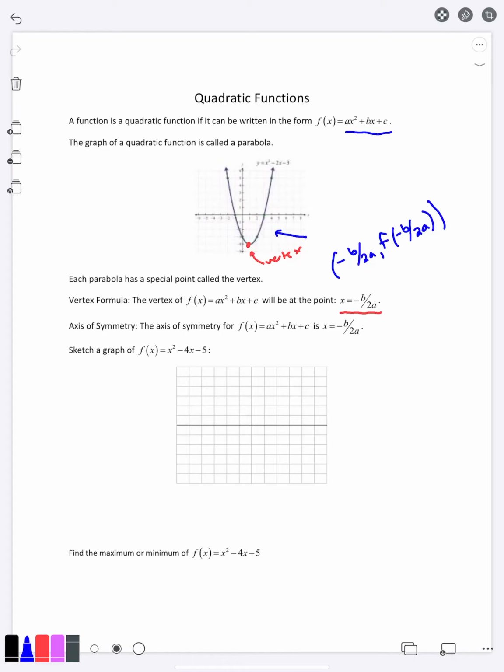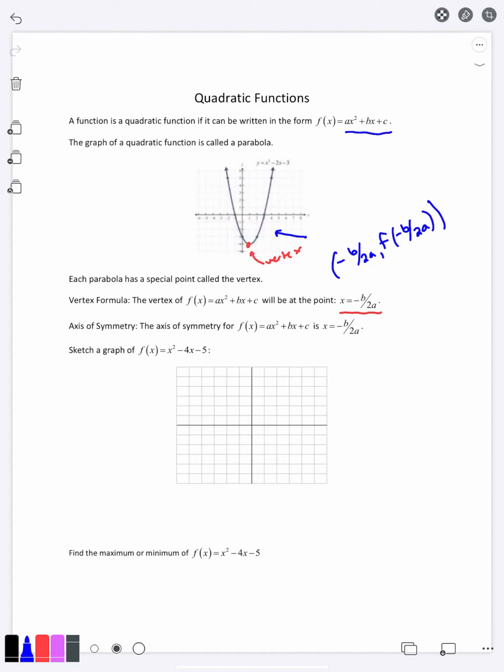There are other ways to find the vertex. One of the main ways that you may have seen before is something called completing the square. Personally, I am not a big fan of completing the square. There are times when you really want to have it, but for something like finding the vertex, I think it's unnecessary. I think it's better to use the vertex formula for that.